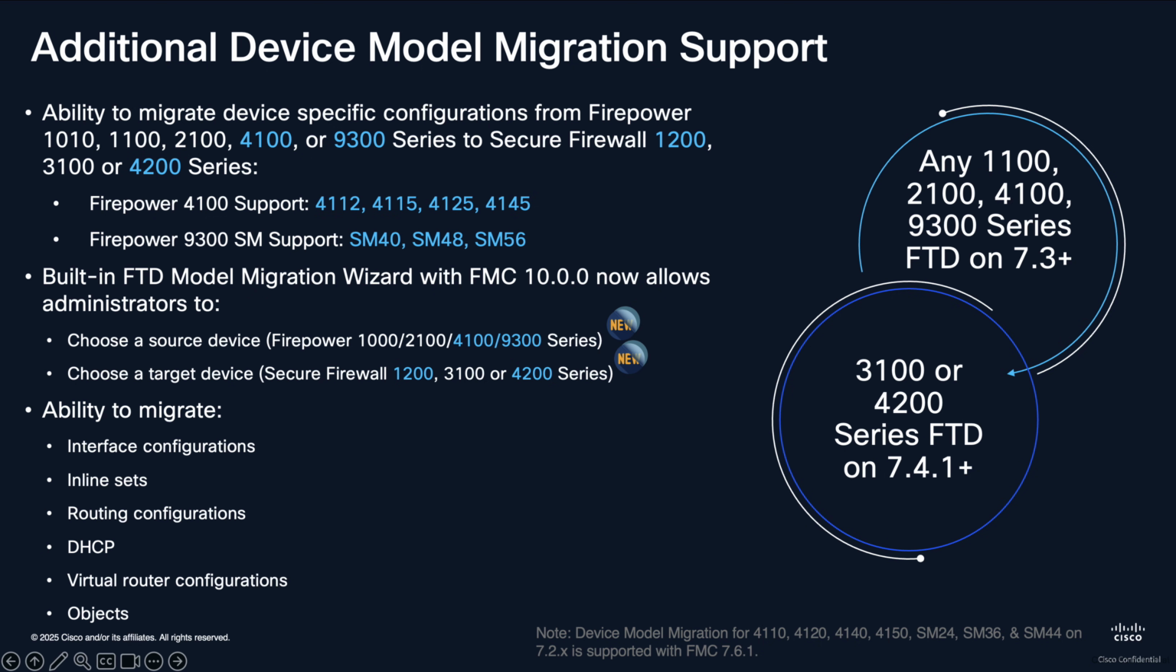In terms of a destination device, the Firewall 1200 series or 4200 series is a new destination or target device if you're migrating off of either the 1000 series through the 9300 series. If you are employing some of the previous 4100 series firewalls, so things like the 4110, 20, 40, and 50, or some of the older modules for the 9300, so the SM24, 36, or 44, the last supported release for those devices is 7.2, and 10.0.0 doesn't support managing a device on that release. So if you're migrating from one of those devices, you'll have to employ FMC 7.6.1.